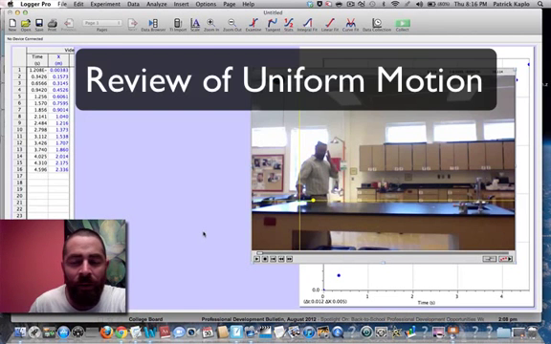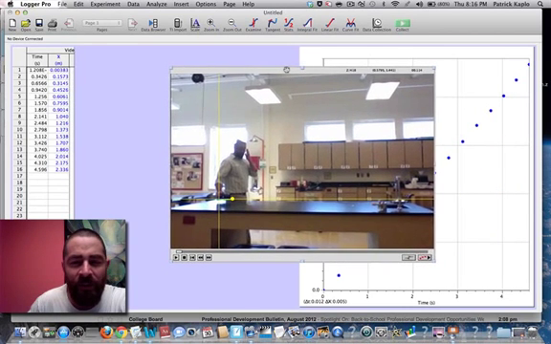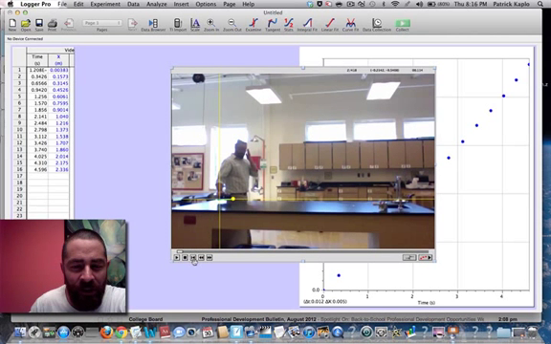Hi, in this video I am showing examples of objects that are moving with a constant velocity. In this case, I've taken a video of me releasing a little battery-operated car along a surface in our lab table. Let me just show the clip first so you can see what's happening.